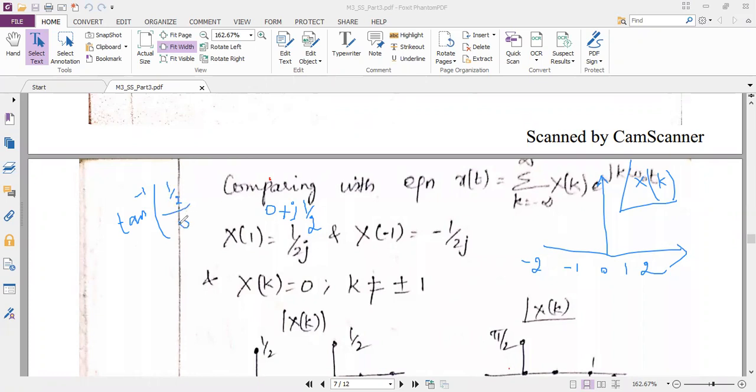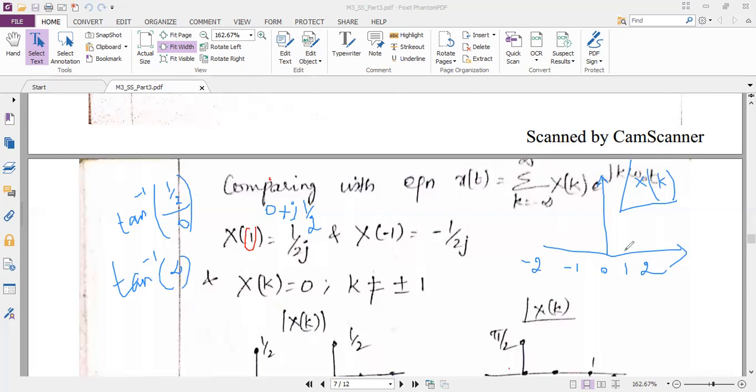Anything by 0, can anybody tell me what is the answer? Harshita, what is the answer? Infinity. Okay, infinity. Very good. So tan inverse of infinity. Do you know what the angle is? At what angle do you get infinity in tan? The angle is 90 degrees. So at 1 I could find the angle as 90 degrees.